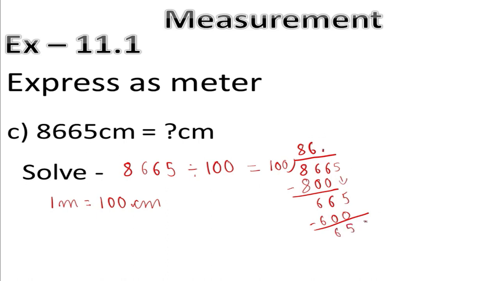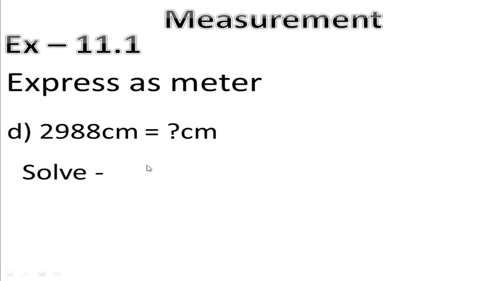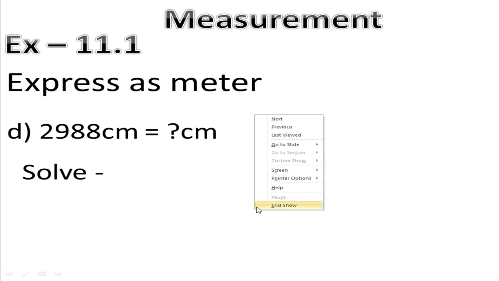Because we've added a decimal, we will add a 0. Now 100 into 6 equals 600. We subtract, we get 50. We add a 0. Then 100 into 5 equals 500. We subtract and we get 0. So our answer is 86.65 centimeter. Next question है 2988 centimeters.